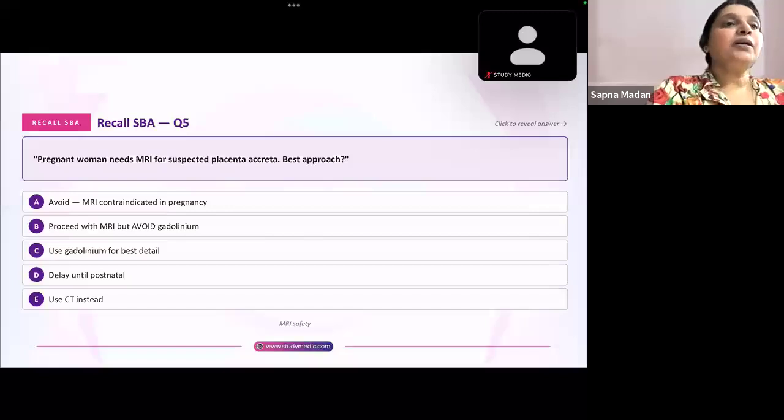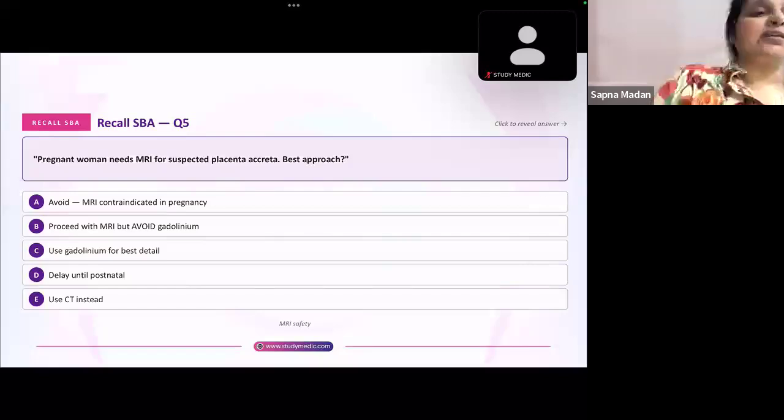A pregnant woman needs MRI for suspected placenta accreta. What is the best approach? A, avoid MRI because it is contraindicated in pregnancy. B, proceed with MRI but avoid gadolinium. C, use gadolinium for best details. D, delay until postnatal. And E, use CT instead.